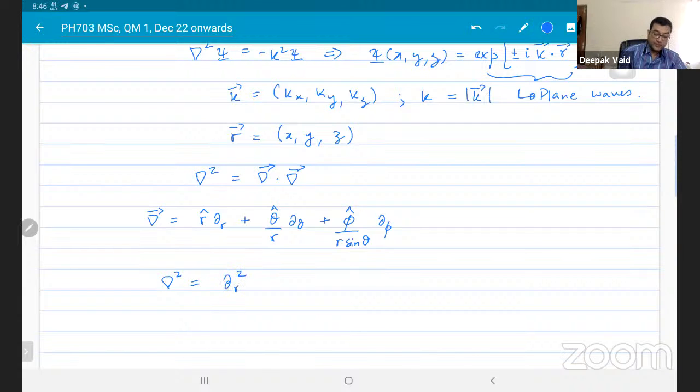You will get dou r squared, right? Plus 1 by r dou theta, 1 by r dou theta. This is important, okay? Let me work it out explicitly so that you can see what is going on. r hat dou r plus theta hat by r dou theta plus phi hat by r sin theta dou phi.